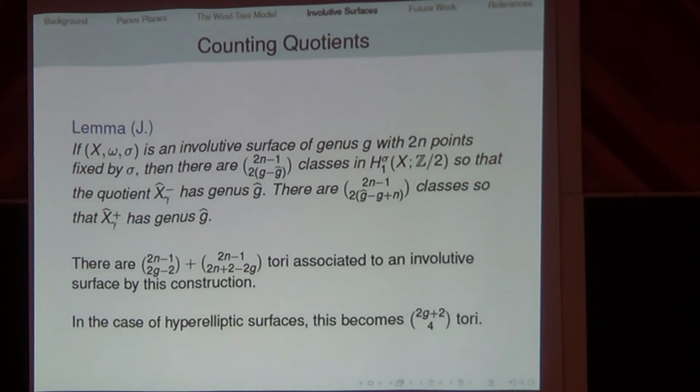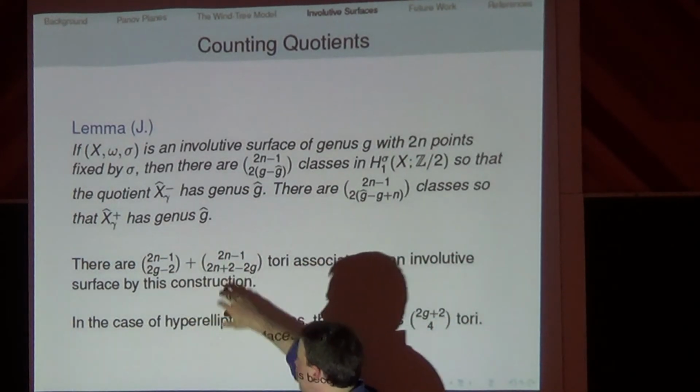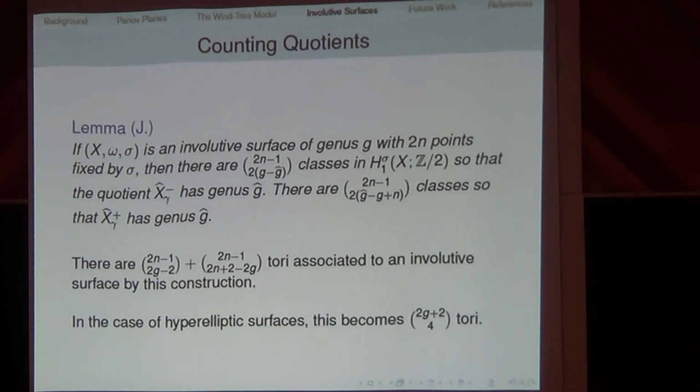Okay. So what I particularly care about are the quotients that are tori, though, because those tori are the things that have Panov planes as universal covers. So I want to count how many of those quotients are tori, and this is where representing things with strings of 1s and 0s comes in really handy. It makes this into a really simple combinatorial problem. So you can calculate that there are this many tori associated to a surface with an involution using this construction.